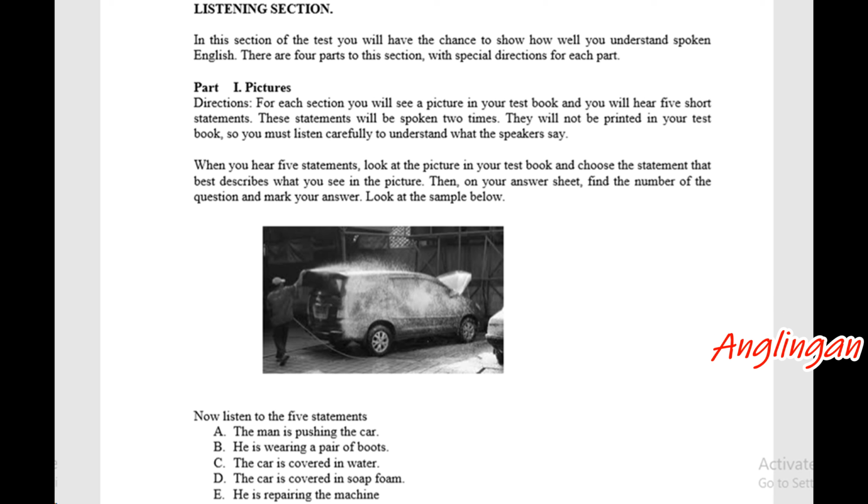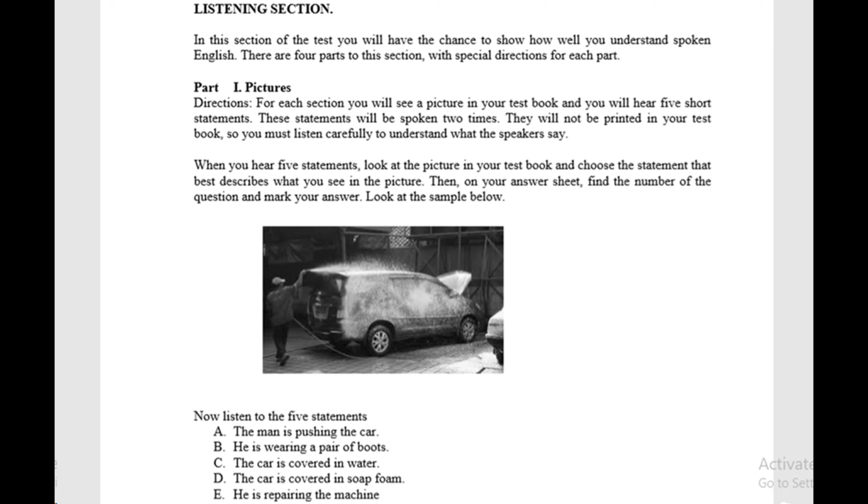When you hear 5 statements, look at the picture in your test book and choose the statement that best describes what you see in the picture. Then, on your answer sheet, find the number of the question and mark your answer. Look at the sample below. Now listen to the 5 statements.